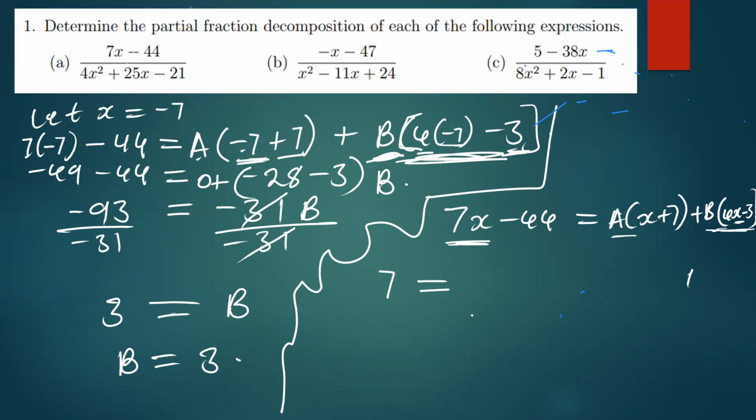So this side you have 7. And then on the other side, first we start with this part here, A times 7 there.